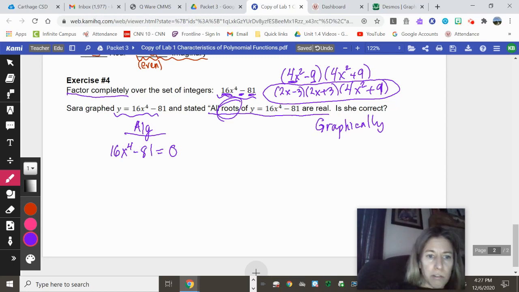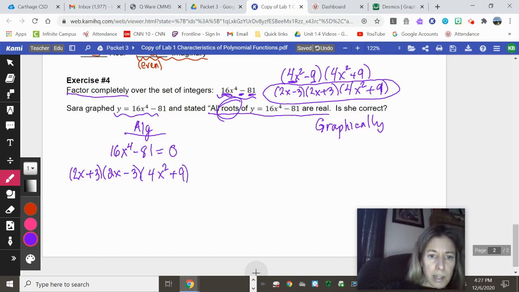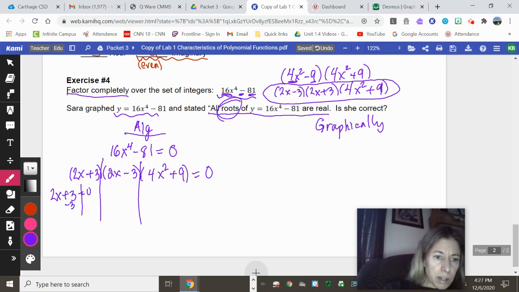Well, we already did the factored form above, so I'm just going to copy that. We said the factored form was 2x plus 3, 2x minus 3. It wasn't in this order above, but it doesn't matter. 4x squared plus 9 equals 0. To find the roots algebraically, we just set all these equal to 0 and solve. So in this case, we're going to subtract 3 to get 2x equals negative 3 and divide by 2. So x equals negative 3 halves. That's a real number. So there's one real root.